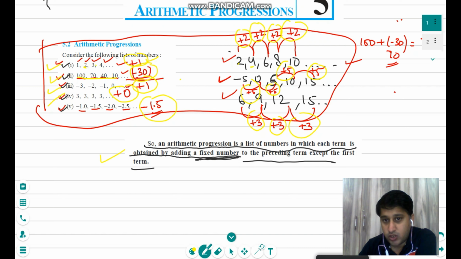This 4 is obtained by adding plus 2. 6 is obtained by adding plus 2. 8 is obtained by adding plus 2. In which a fixed number is obtained by adding a fixed number. A fixed number should always be added.